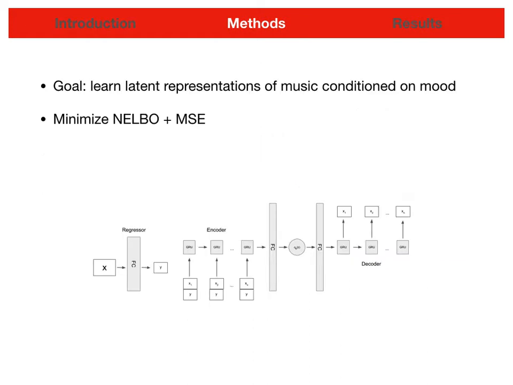Now, our goal was to learn latent representations of music conditioned on mood, in order to be able to sample from some learned distribution. We then process raw audio sequences along with their labels with gated recurrent units and a fully connected layer in order to output parameters for the latent distribution. This is then used to generate samples by unrolling with GRUs again. Of course, we use the standard ELBO objective combined with a mean squared error term for our regressor.